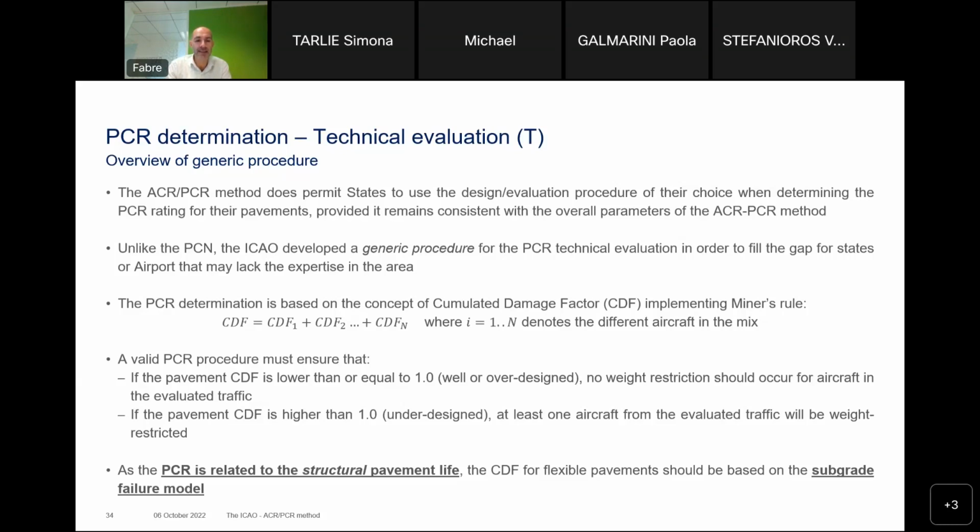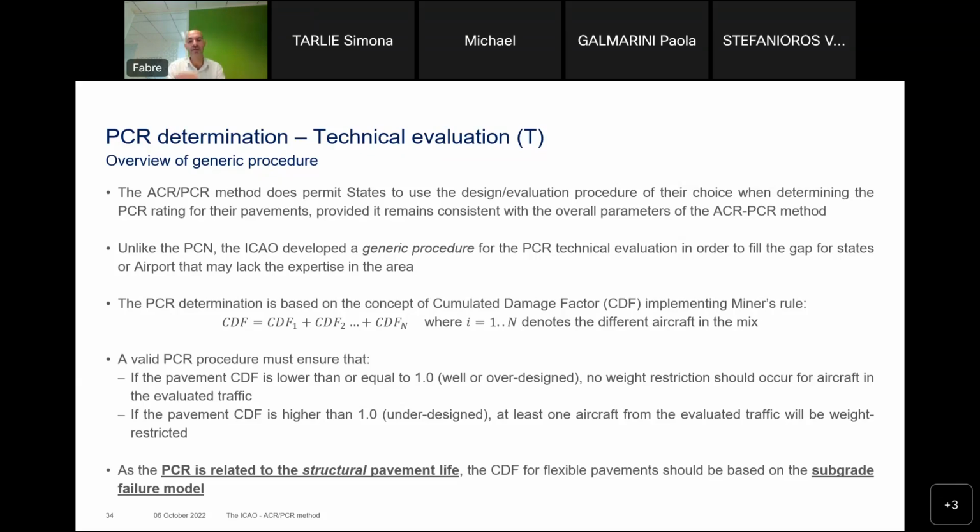It means that if your evaluated pavement CDF is lower than or equal to one, I think it was one question I had for the ACR, then your pavement is well designed or over designed. In that case, the PCR procedures will not produce any weight restriction for the aircraft composing the mix. Conversely, if the pavement CDF is higher than one, your pavement is under designed. It means that at least one aircraft from the evaluated aircraft mix will have a weight restriction.